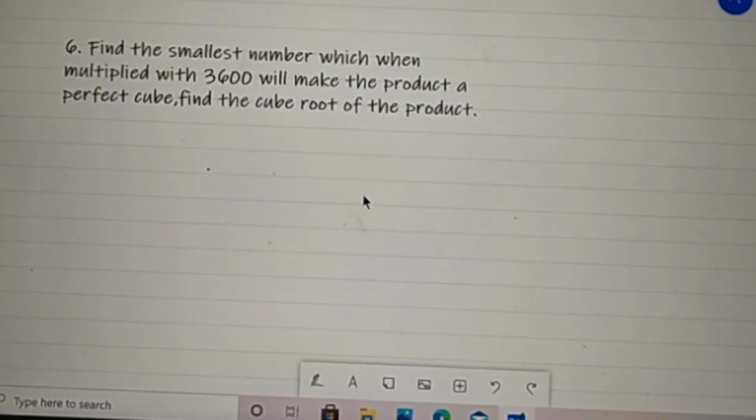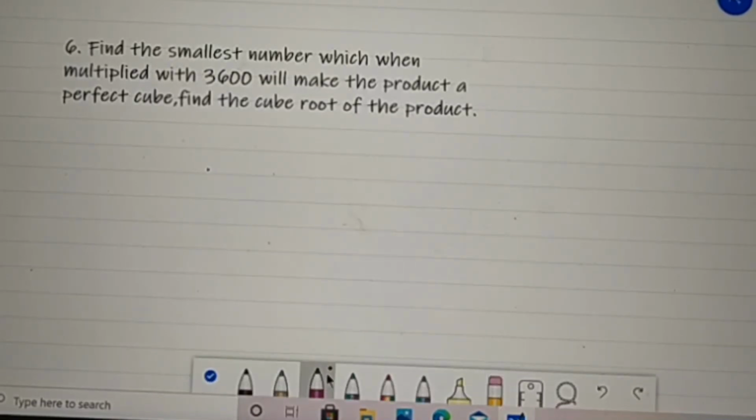Yes children, now we have to find the smallest number which when multiplied with 3600. So we are given 3600 and it is asked to find the smallest number which when multiplied with 3600 makes the product a perfect cube, and find the cube root of the product. First let us check whether 3600 is a perfect cube or not. We will find its prime factorization in some shortcut way.